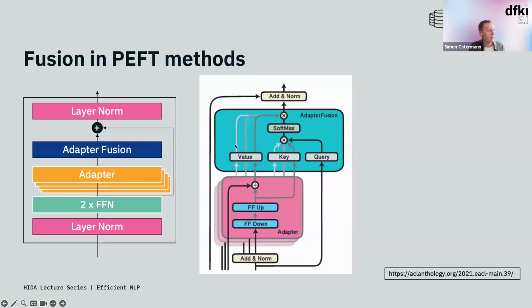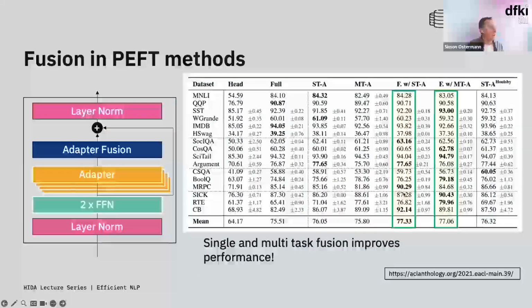You have a value matrix, you have a key matrix, and then you have the query, which is initialized from the actual input. So the idea is basically to say, okay, the model sees the input that it has to process, and then it learns which adapter to attend to and which adapter to take the information from for the current processing. So it's a smart way of learning, of kind of transfer learning here with adapters. And it works very, very well.